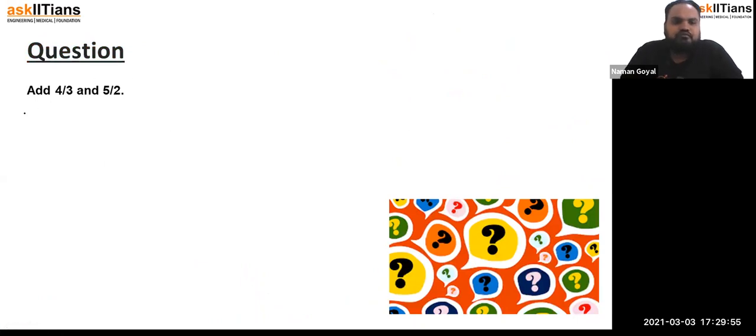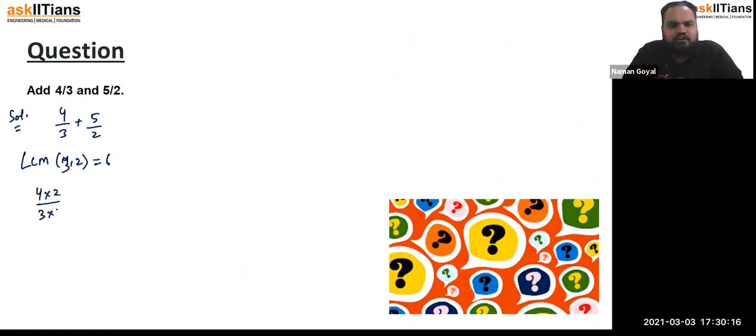Now for this question, we have to add 4 by 3 plus 5 by 2, right? So first of all, find the LCM of 3 and 2, which is 6. To make this 3 into 6, we have to multiply it by 2 in numerator and denominator. So it becomes 4 into 2 upon 3 into 2, right? Plus, to make this 6, we have to multiply it by 3. So 5 into 3 upon 2 into 3. So it becomes 8 upon 6 plus 15 upon 6.